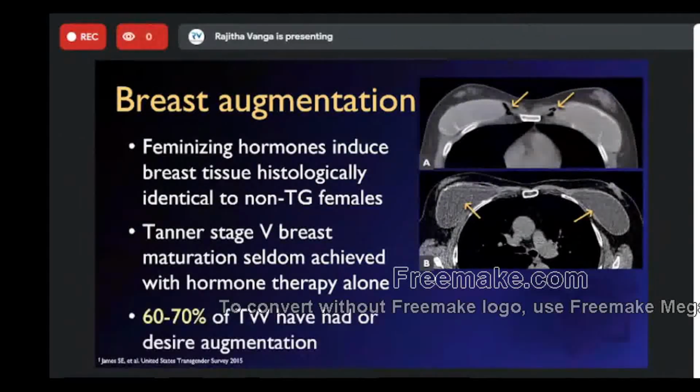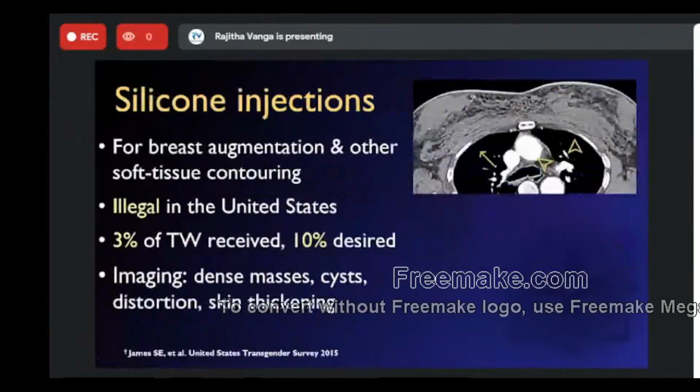In breast augmentation surgery, two kinds of implants are there. Here are the silicone implants, and the second image shows the saline implants, which give the best breast contour. The other is silicone injections, which are also done for breast augmentation and other tissue contouring. But silicone injections are prohibited. It is illegal in the United States. It is illegal in India as well, because these silicone injections may cause a lot of side effects.